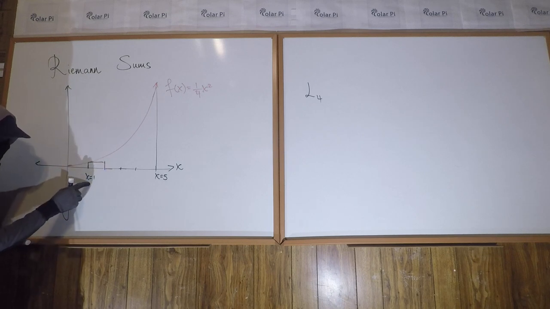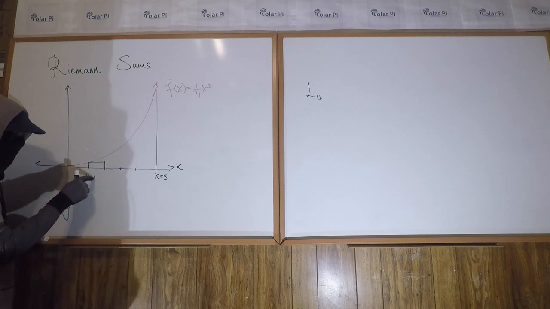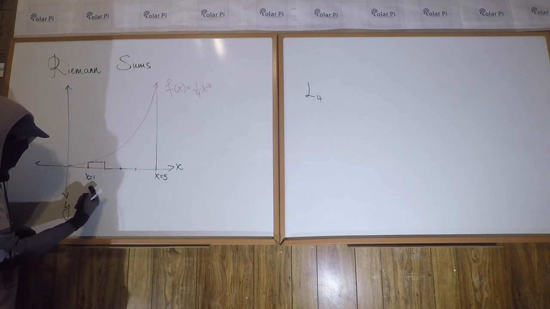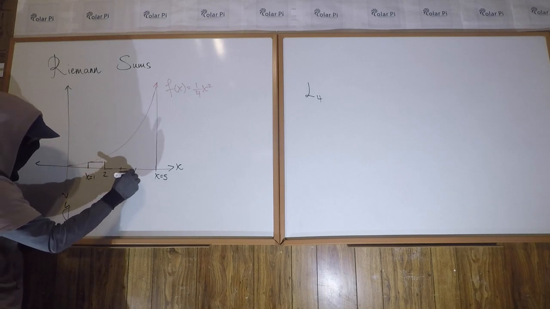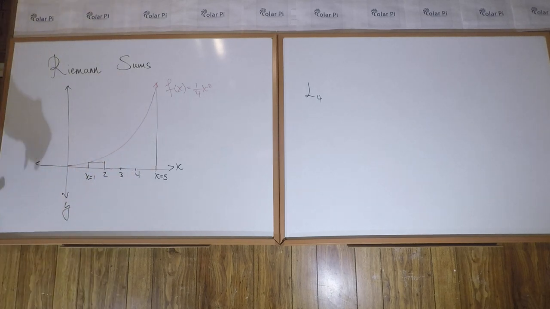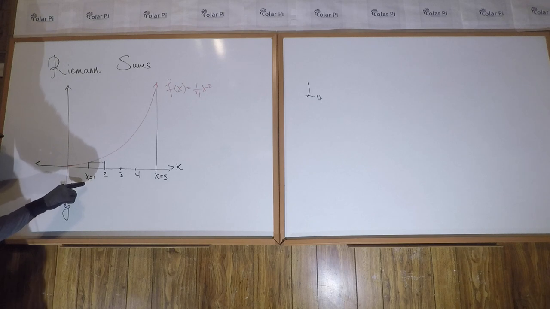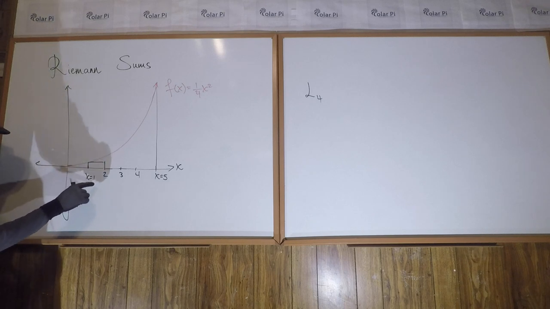So obviously if this is x equals 1 and I'm dividing the interval from x equals 1 to x equals 5 into 4 equal parts, this has got to be 2, this has got to be 3, this has got to be 4, right? So I'm using f of 1 as the height of this rectangle.